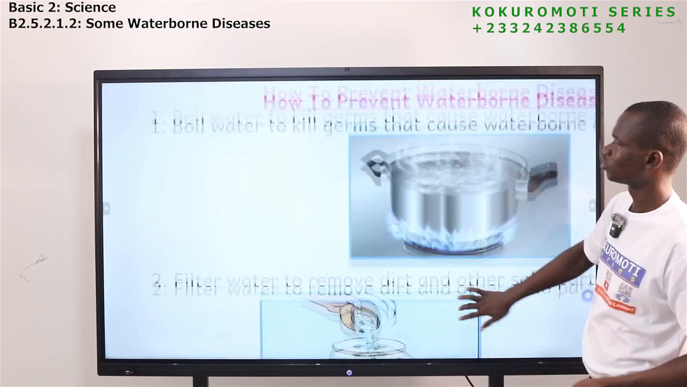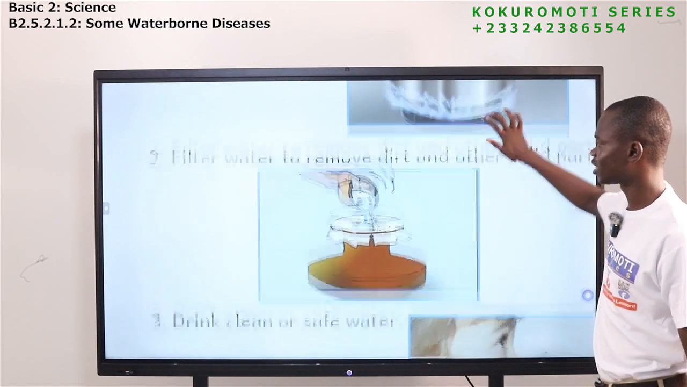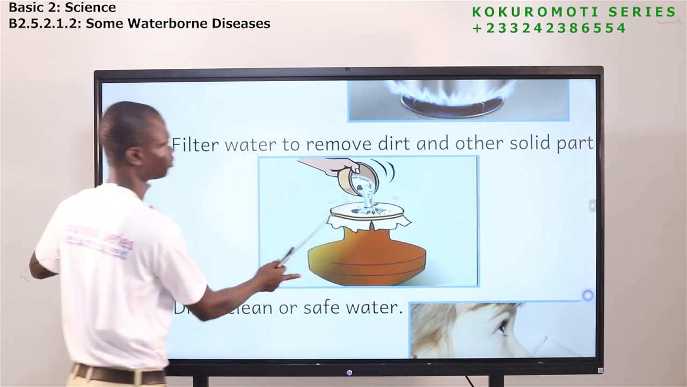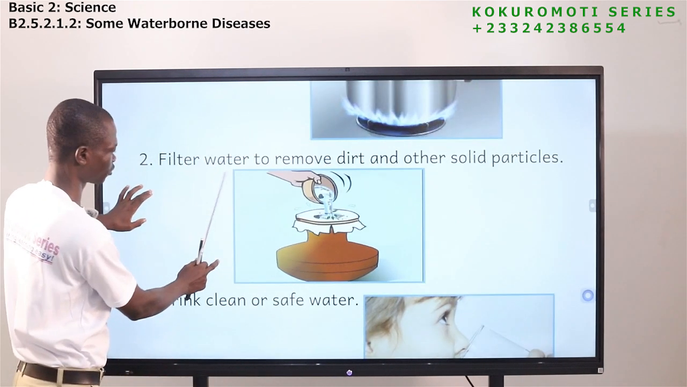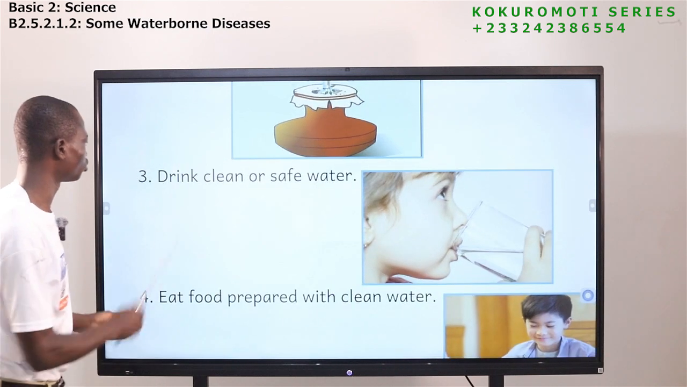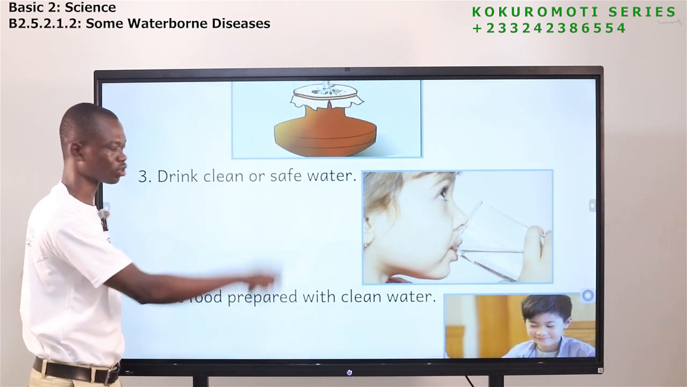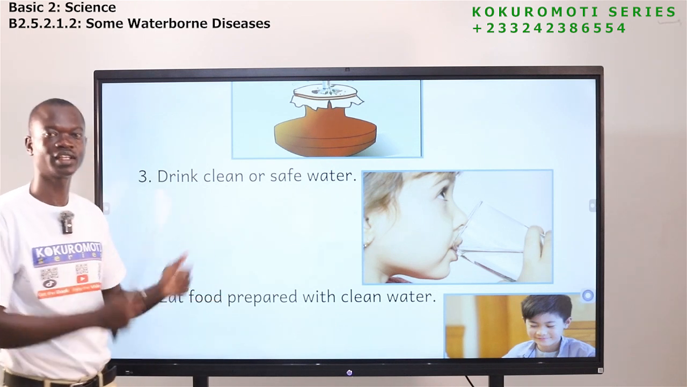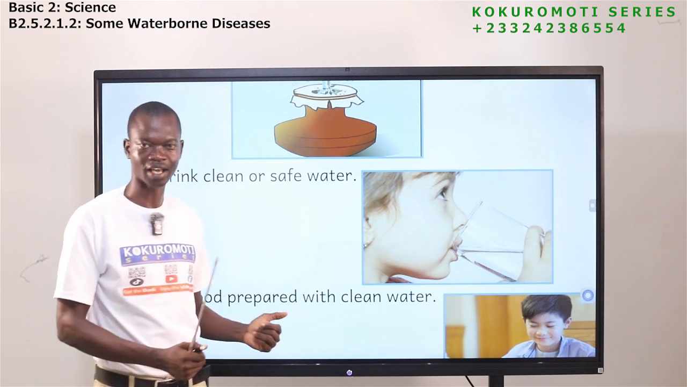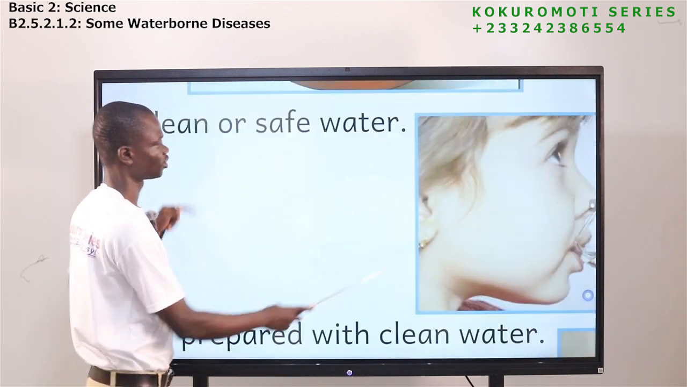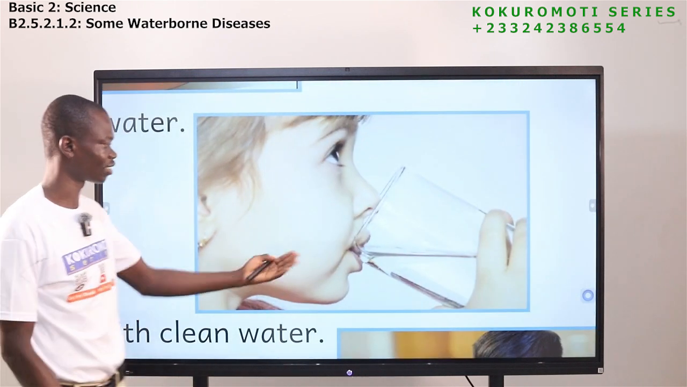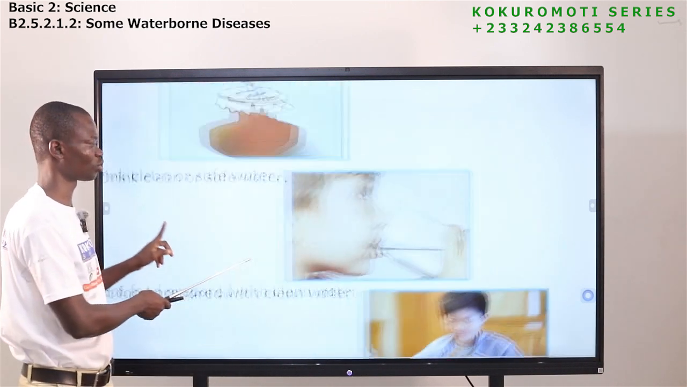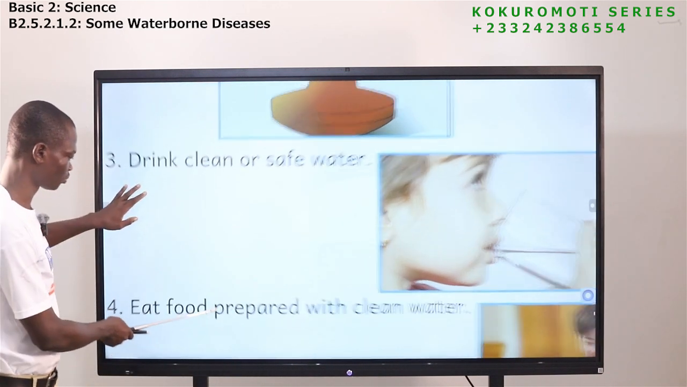Okay, so first one is to boil the water to kill germs. Two, to filter the water to remove dirt and other solid particles from it. Now the next one is to drink clean or safe water. So let's try to drink water that is clean. Clean water is the same as safe water. So look at the girl. You can see that she's drinking water. And the water is clean or safe.